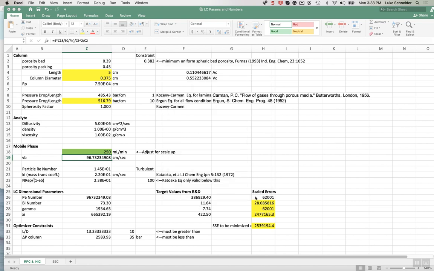But if I solve this, it will try to match those, the Biot number, the gamma number, and the chi number. It'll try to match those as close as it can by changing the length and diameter of the column that we're using. This takes a little time because it's bucking up against the L over D constraint, and it's still exceeding the pressure drop constraint here. But you can see the column's getting longer and the column diameter is going up during the optimization. Takes a little time.